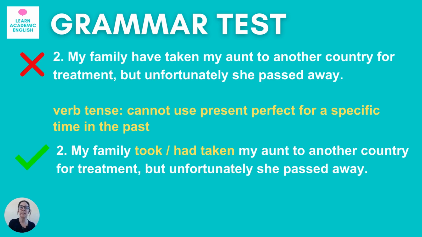But because we see that she passed away, we know that the first part, taken my aunt to another country, happened before that, right? Because of that, it is considered a specific time. Now, be careful, because we can use present perfect to talk about something that happened in our life at some time before now. For example, I've been to Disneyland, or I've seen that movie 3 times. In those cases, there is no specific time.